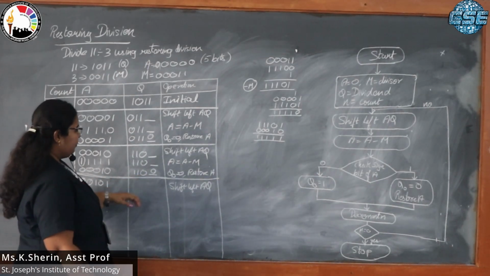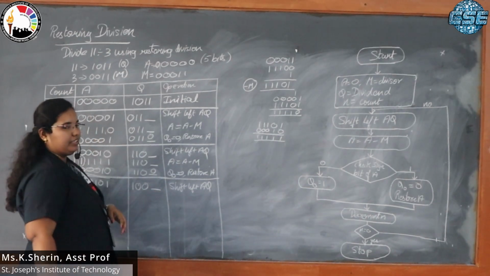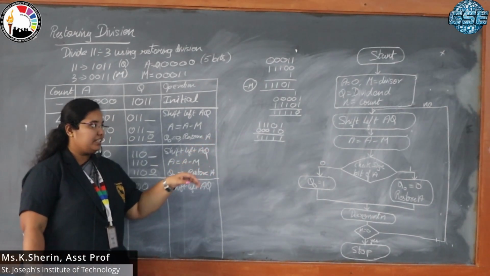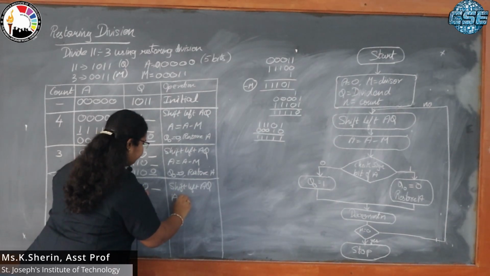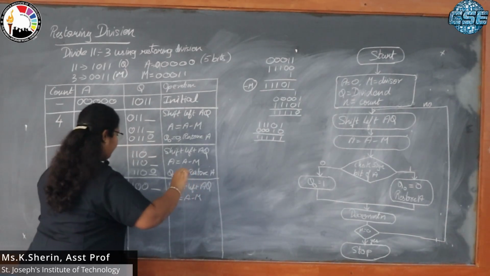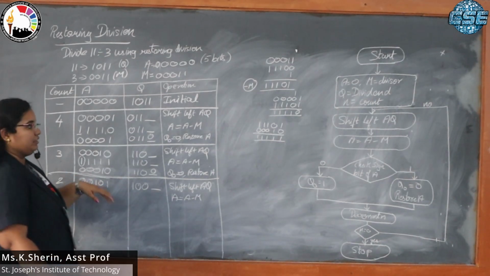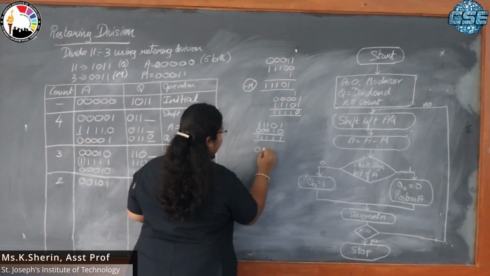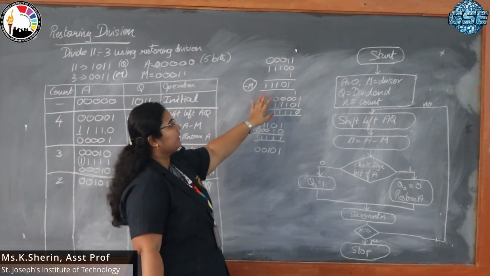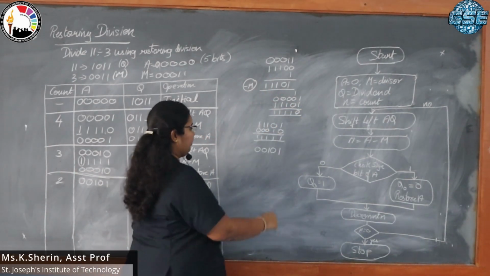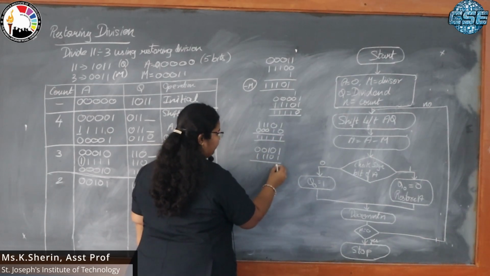Then how are we going to write the Q value over here? It is 100, then giving a blank value over here. What is the next step? Next step we're going to do A equals A minus M. So my A value is going to be 00101. Write here 00101. What is my minus M value? It is going to be 11101. So here 11101. Do your addition operation over here.